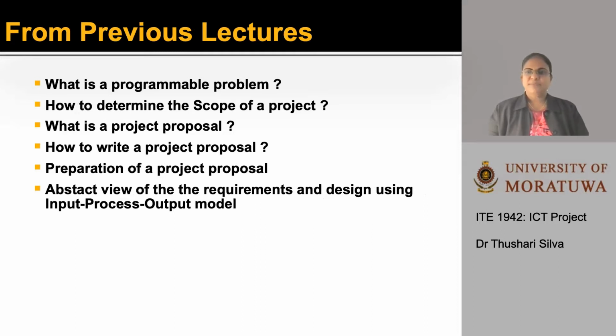Let's quickly wrap up things from our previous lectures. We learned about what a programmable problem is. You identified a problem that can be solved using a computer program, so now we are planning to develop such a solution. Then we talked about the scope of a project and what factors are used to determine the project scope. We analyzed them one by one, and you identified the scope of your project. Now you are very good at determining the scope of your ICT project.